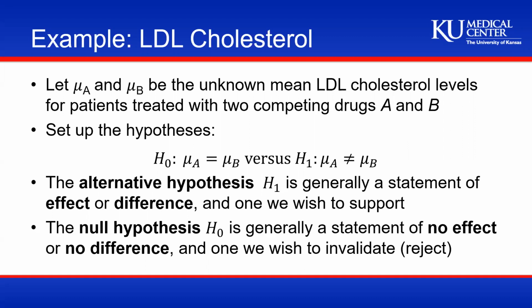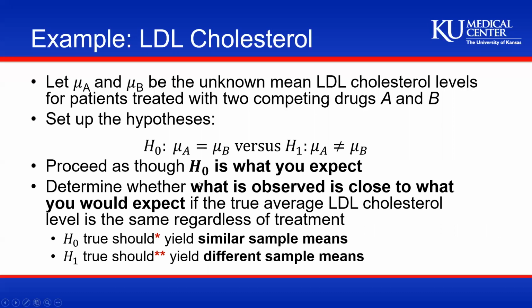If you'll recall, we have a null hypothesis, which is actually the thing that we think is not true, generally speaking. We think that there is a difference in the way patients will respond to these two drugs, but we want to invalidate or nullify the hypothesis that states that they're equivalent. So again, the alternative hypothesis is generally a statement of effect or difference. The null is generally a statement of no effect or no difference, and in hypothesis testing it's the one we wish to reject or invalidate.